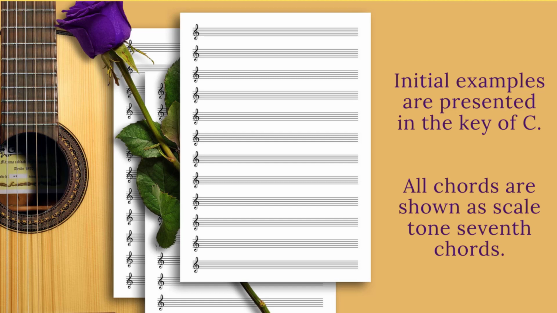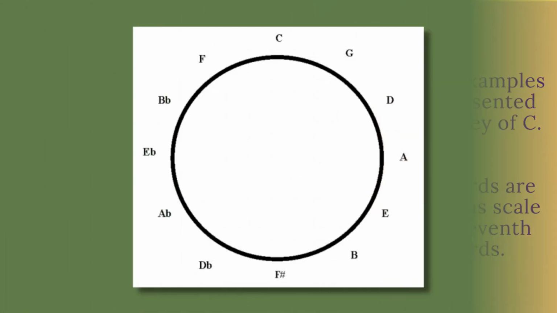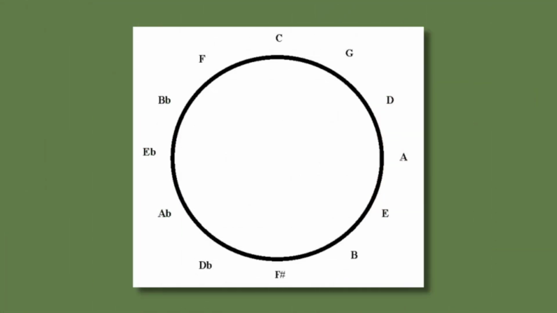Firstly, let's go to our circle of fifths. Now we already know that in the key of C, G7th resolves to C major. So we could call that our primary secondary dominant chord.